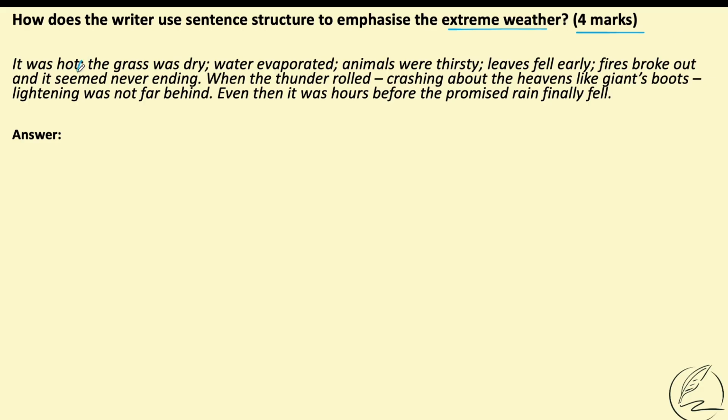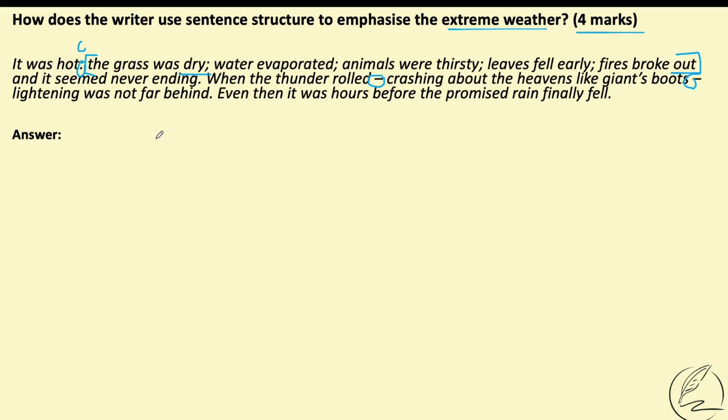So first of all, the colon introduces this very, very long list. So I'm just going to do it all the way down to there. Actually, I'll put a little bracket around it. So obviously the colon is drawing attention to the list, which highlights the extreme weather. The list emphasizes the variety of things that were extreme about the weather and the effects of them. We've got parentheses here with these 2 dashes, crashing about the heavens like giant's boots.